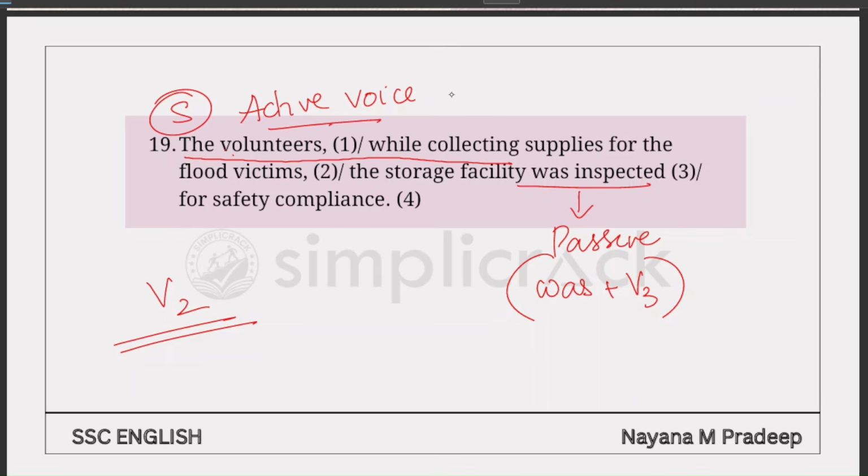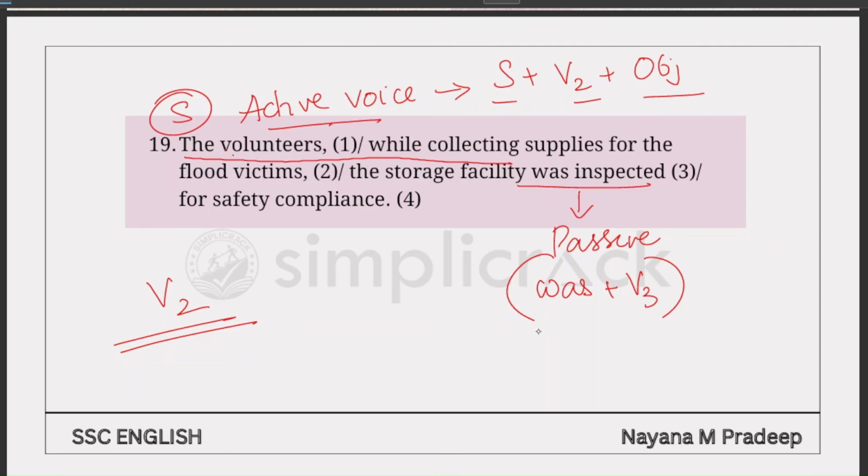Inspected the storage facility. What is the structure of active voice in simple past tense? You have subject plus V2 plus object. The volunteers, while collecting supplies for the flood victims, inspected. V2 is a simple past tense. Inspected. What is the object here? The storage facility for safety compliance.